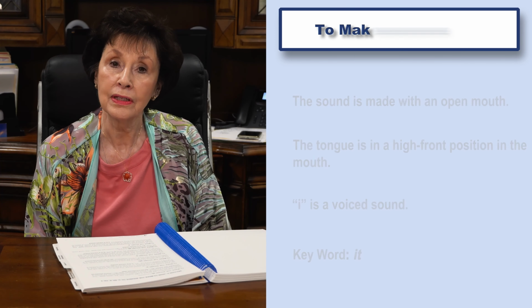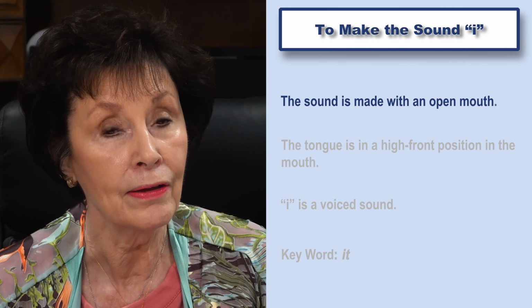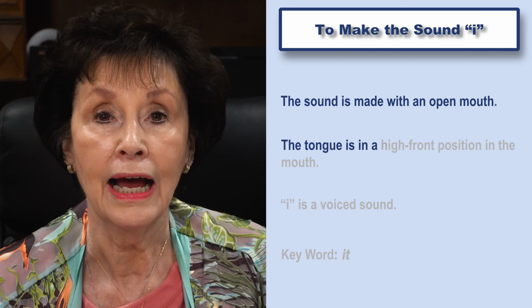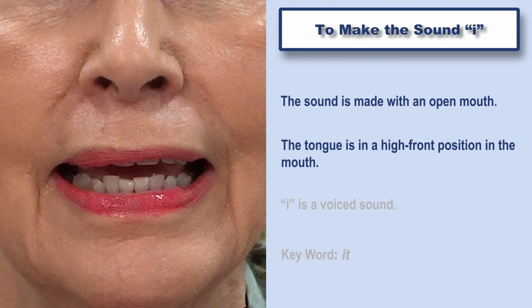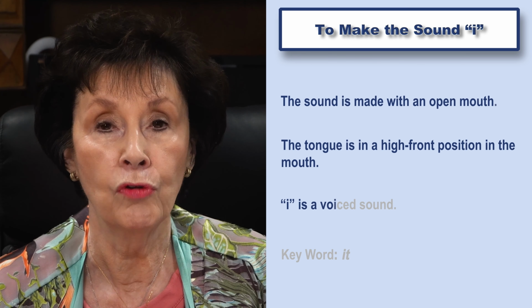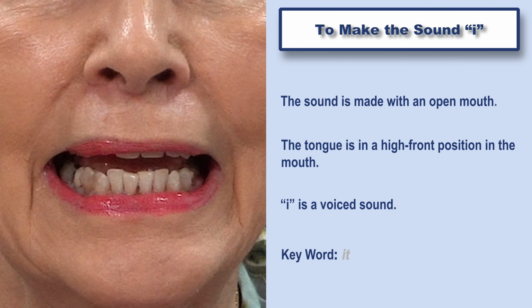To make the sound of the letter I, the sound is made with an open mouth. The tongue is in a high front position in the mouth. I is a voiced sound. The key word is it.